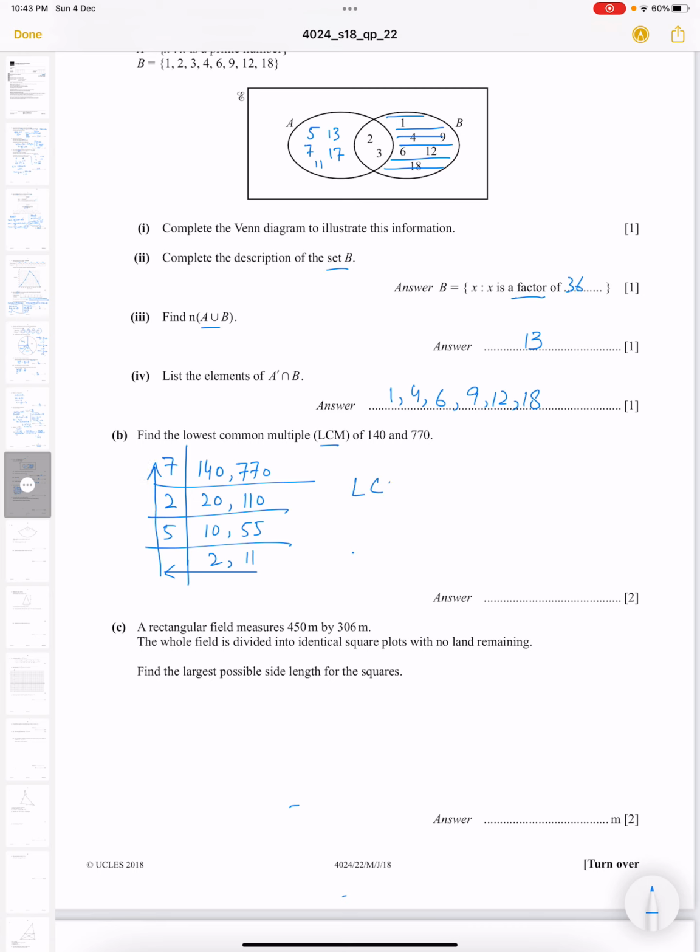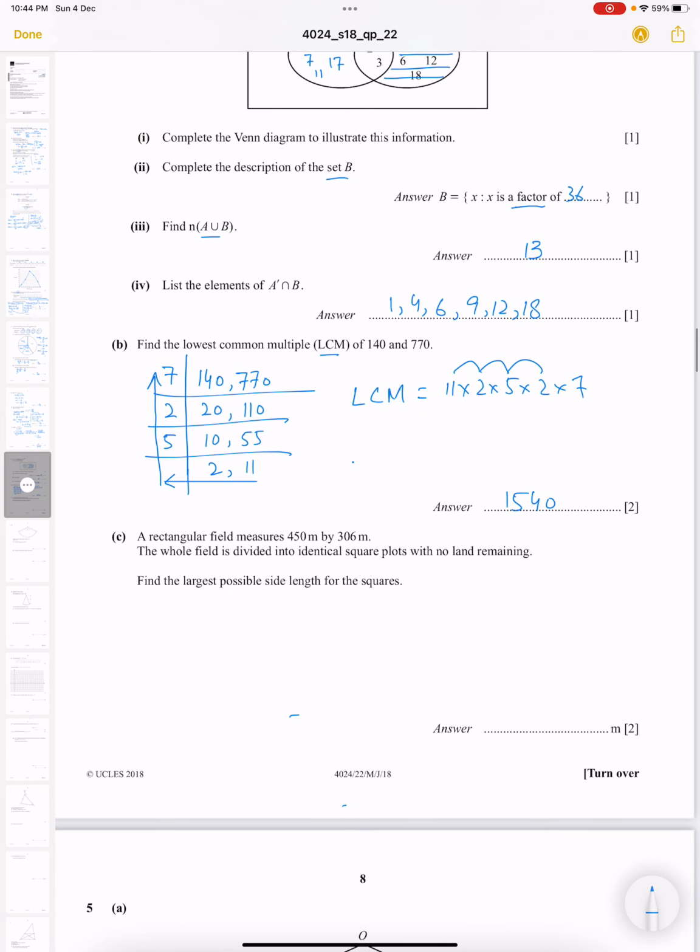So we have all the prime numbers together, so multiply all of them in this order. So LCM will be 11 times 2 times 5 times 2 times 7. So it's 22, 5 twenty-twos are 110, 2 times that is 220, 220 multiplied by 7 is 1540. That's the LCM.